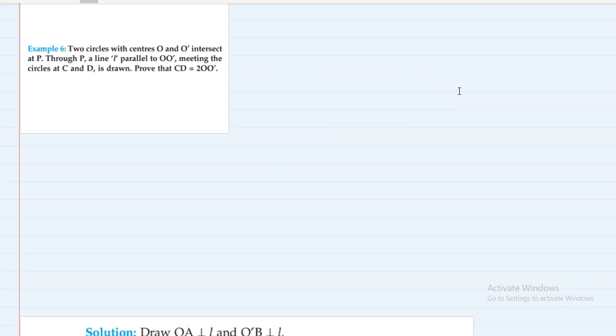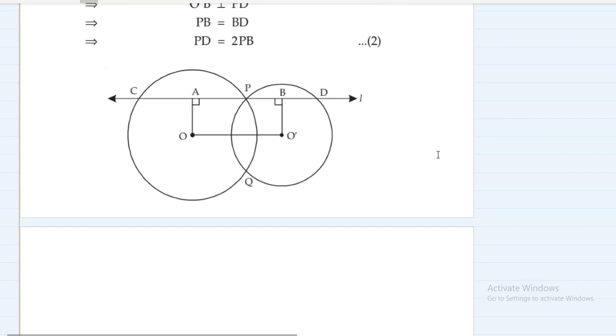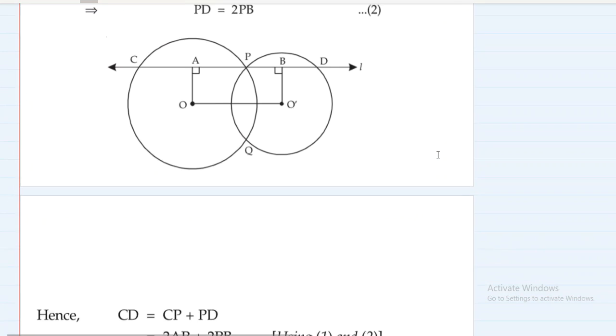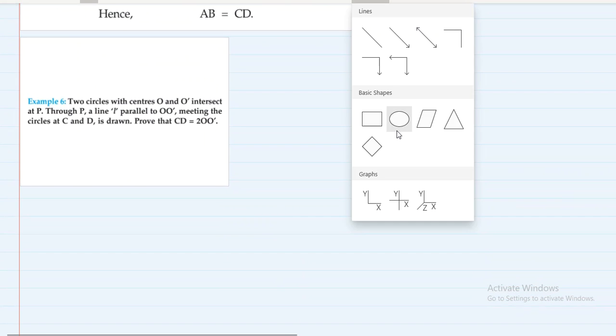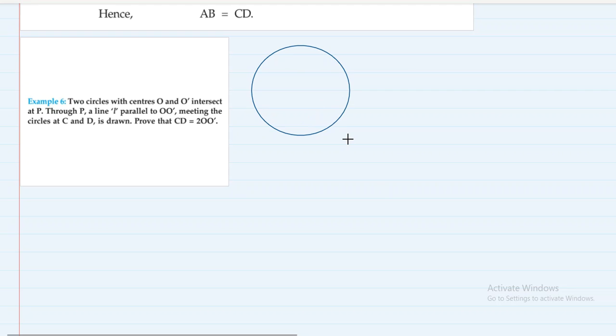Two circles with center O and O dash intersect at P. Through P, a line L parallel to OO dash meeting the circles at C and D is drawn. Prove that CD is equal to 2 times OO dash. See, the figure is something like this. Okay, so let me draw the figure separately over here so that we don't have any confusion.